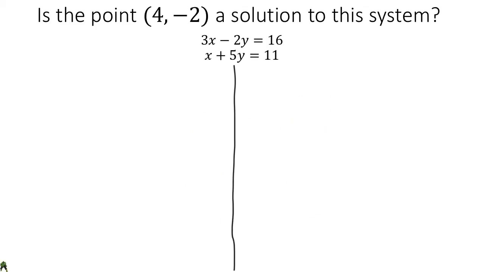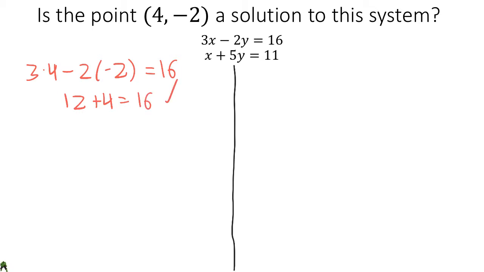In this example, we are given a point (4, -2), and we are asked to determine if it's a solution to the system. To check and see, we can plug the values x equals 4 and y equals -2 into each equation and see if we end up with true statements. So for the first one, we would have 3 times 4 minus 2 times -2 equals 16. Well, let's see. 3 times 4 is 12, and then -2 times -2 is plus 4. That works.